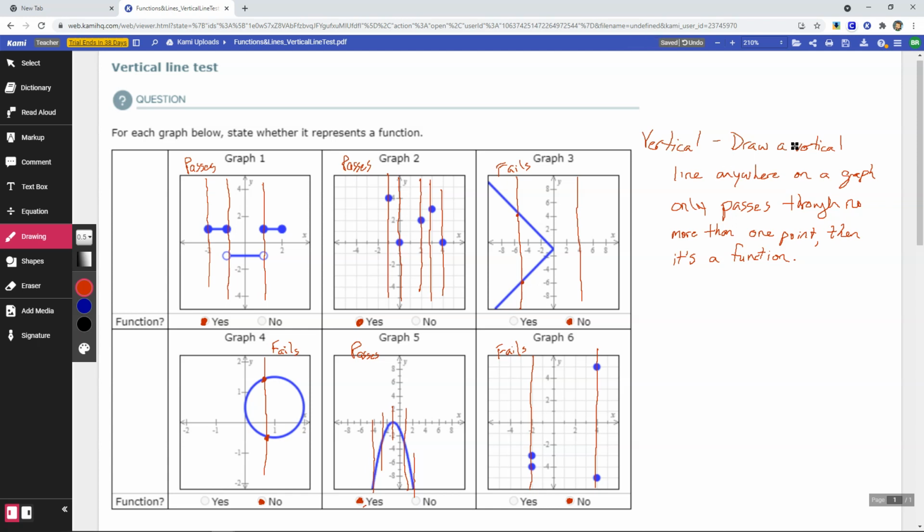Okay, so if it fails the vertical line test, if it passes through more than one point, it's not a function. If it passes the vertical line test, in other words, it only passes through one point or no points, we can draw a vertical line over here and it doesn't pass through any points at all, that's fine. It passes the vertical line test and it is therefore a function.